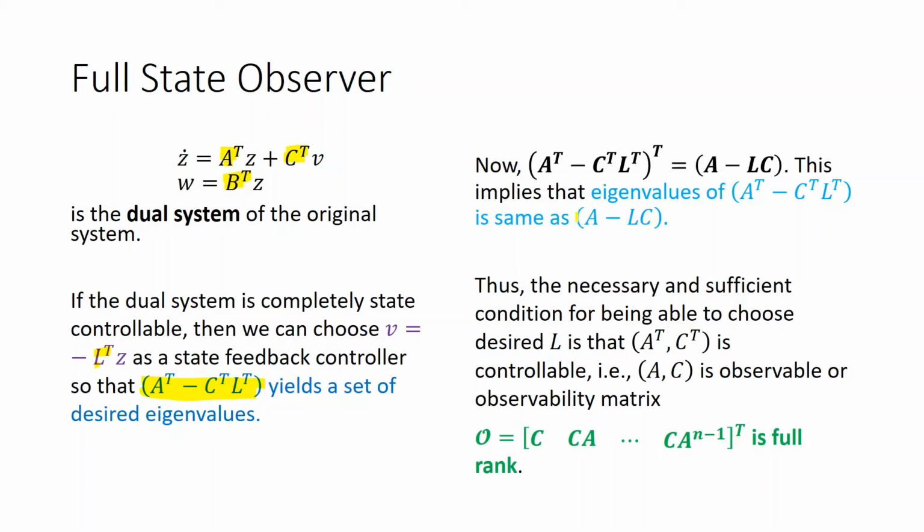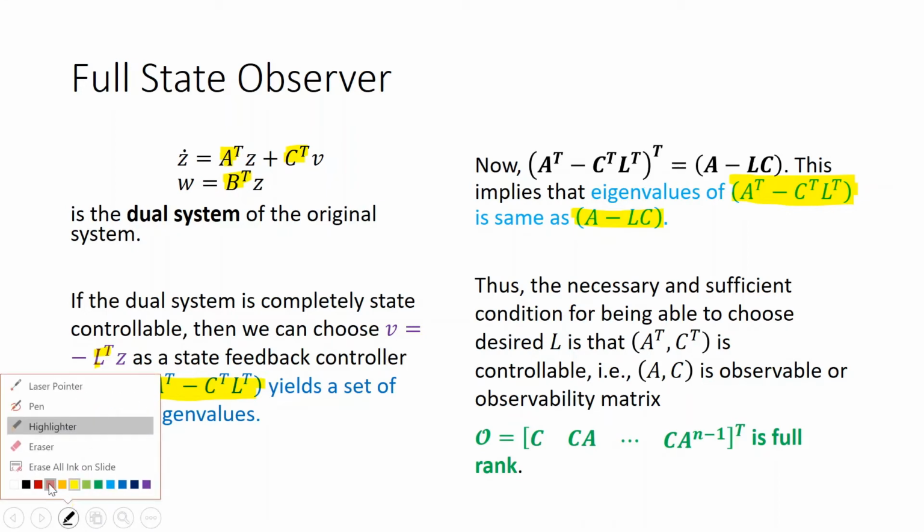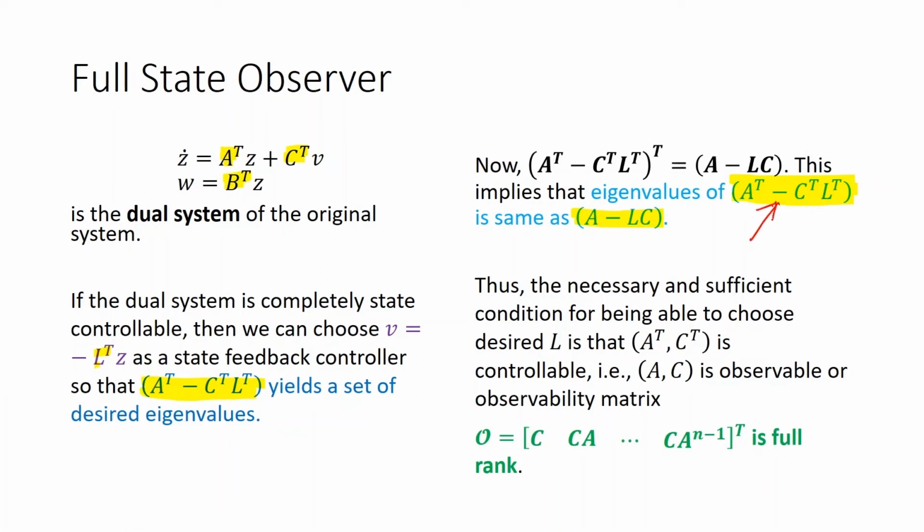So if you want to place the eigenvalues of A minus LC in desired locations, it is the same as placing the eigenvalues of A transpose minus C transpose L transpose in desired locations. And this problem we have already solved. We know that if A transpose and C transpose form a controllable pair, then I can design L transpose so that I can place the eigenvalues in desired locations.